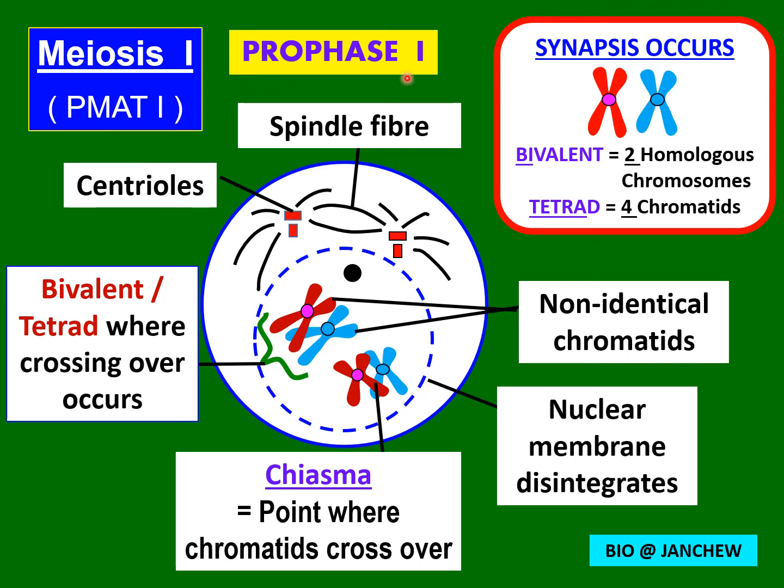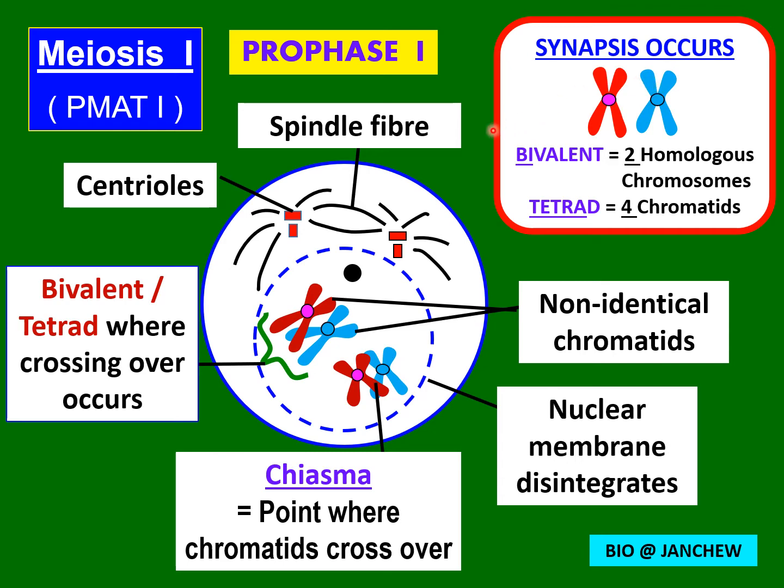In prophase 1, some events that occur are similar to those in prophase of mitosis. For example, the chromatin will shorten and thicken to form visible chromosomes, which are in the shape of an X. And each chromosome is seen to consist of two sister chromatids. For example, one sister chromatid here and one sister chromatid here, attached together at the centromere. Okay, two sister chromatids attached together at the centromere.